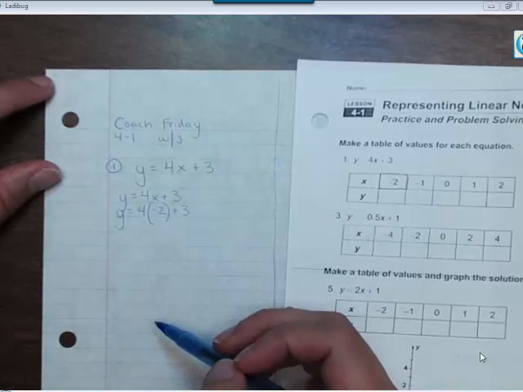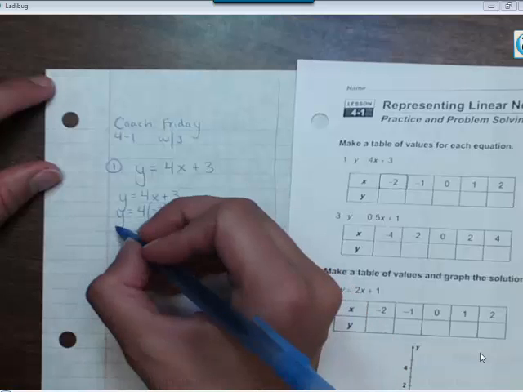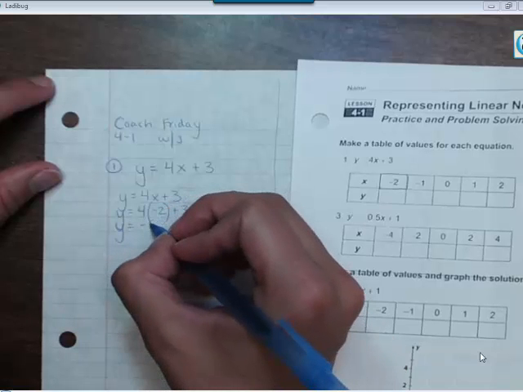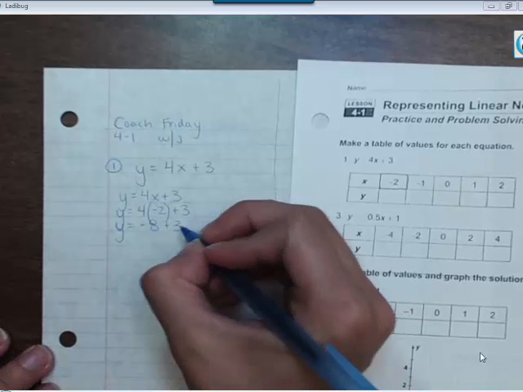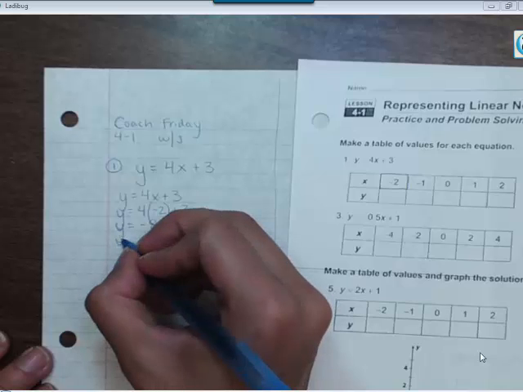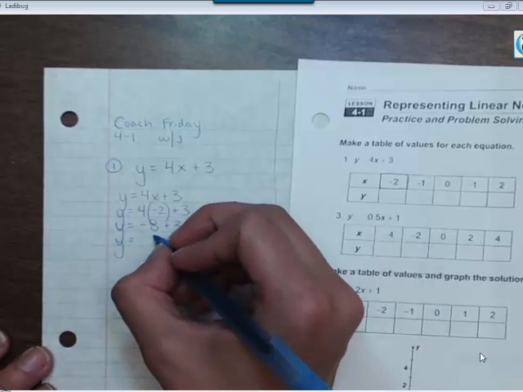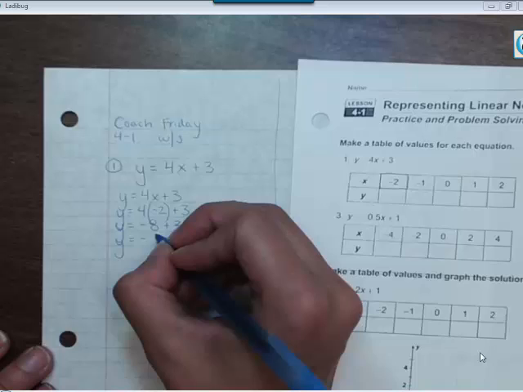So, I'm sorry, y is equal to 4 times -2, which is -8, plus 3. And -8 plus 3 is -5. Circle your answer, and you're going to put -5 in that first box.